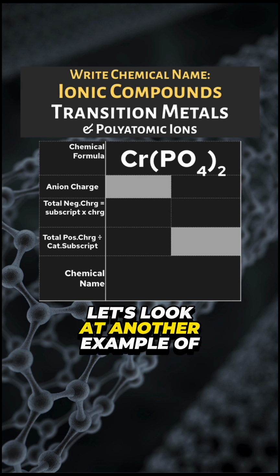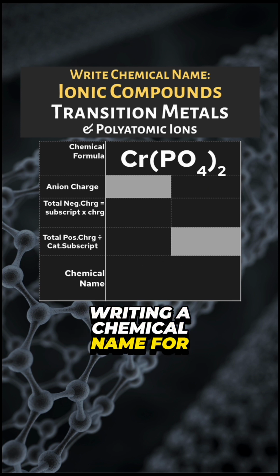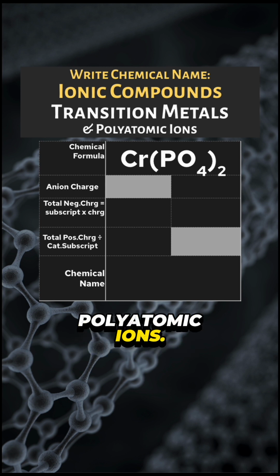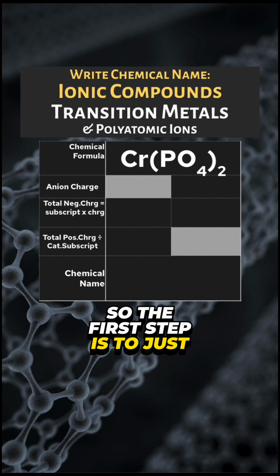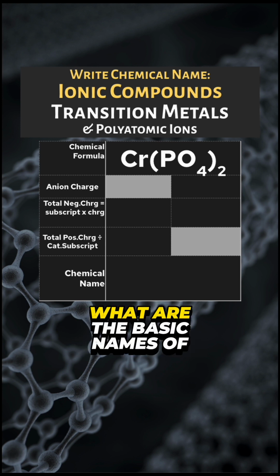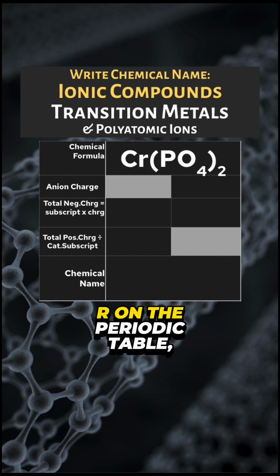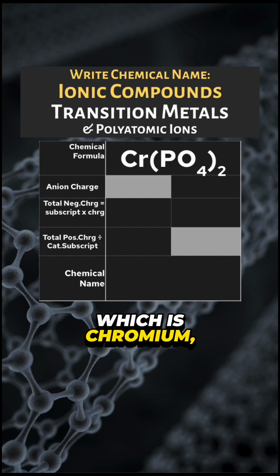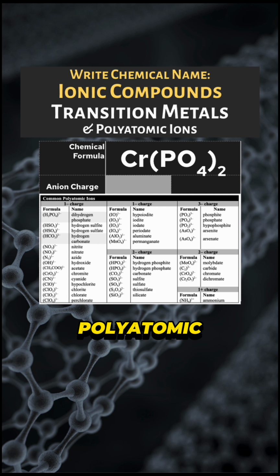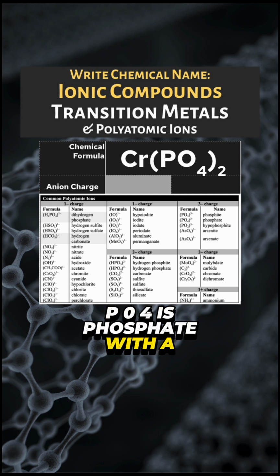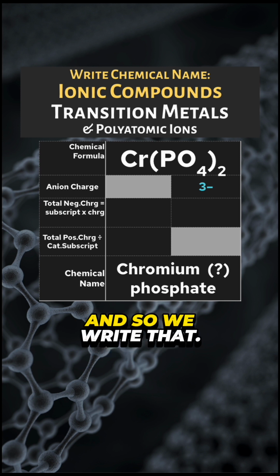Let's look at another example of writing a chemical name for ionic compounds containing transition metals and polyatomic ions. So the first step is to just figure out what the components are. What are the basic names of this compound? So we start with Cr on the periodic table, which is chromium, and then you need to check your polyatomic ion list to verify what PO4 is. PO4 is phosphate with a -3 charge. And so we write that.